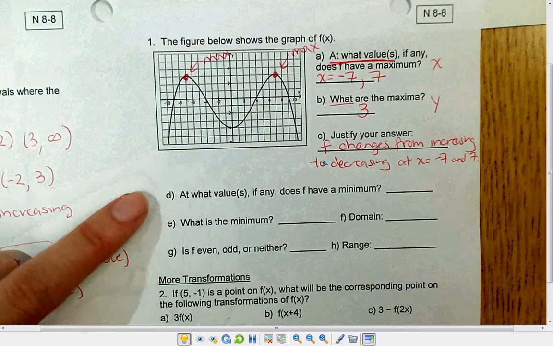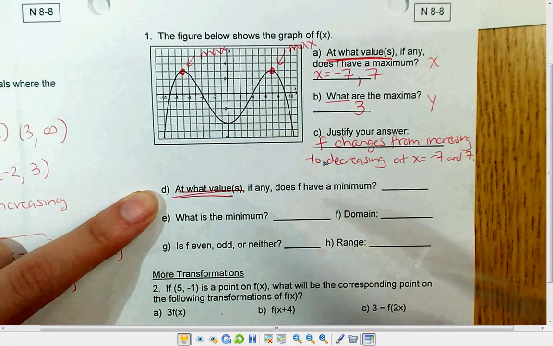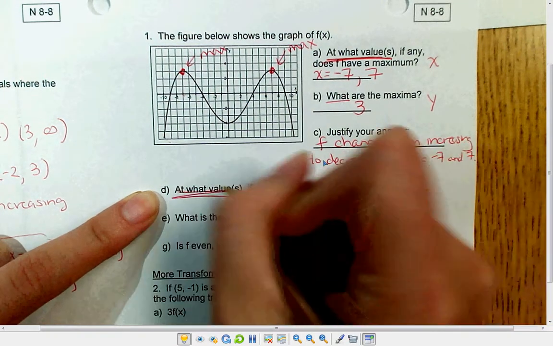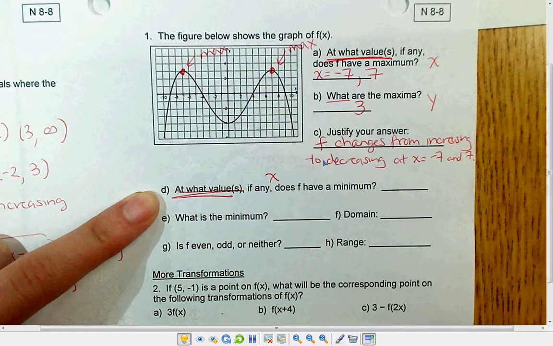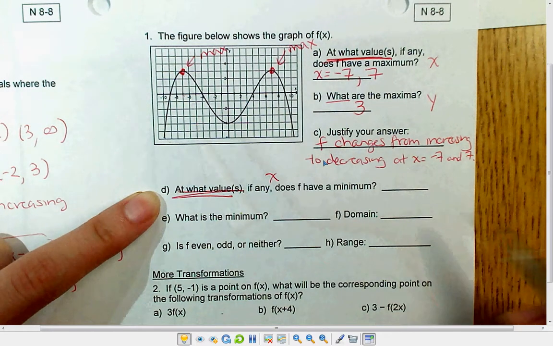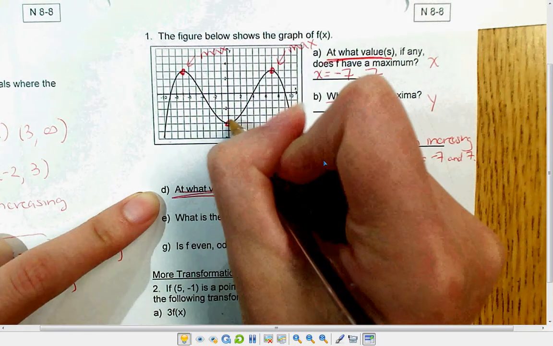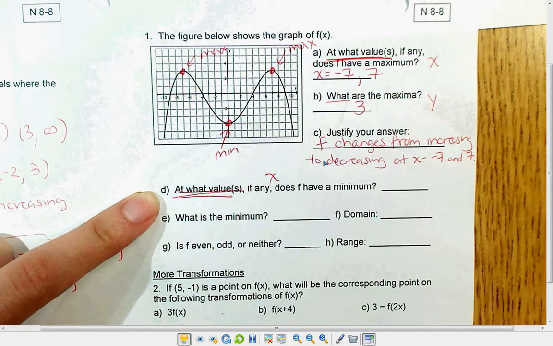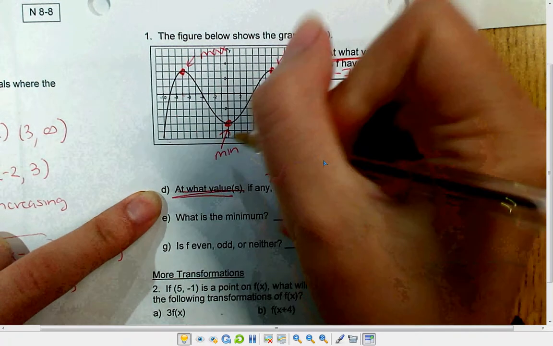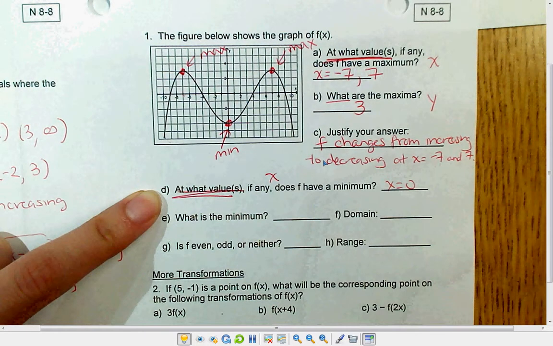Okay, let's look at part D now. At what value, if any, does f have a minimum? Again, at what value is asking you where, it's looking for the x value. So if we look at our minimum, minimum is when it goes from decreasing to increasing. We only have one. It's right here. So our x value here is just 0. X is equal to 0.